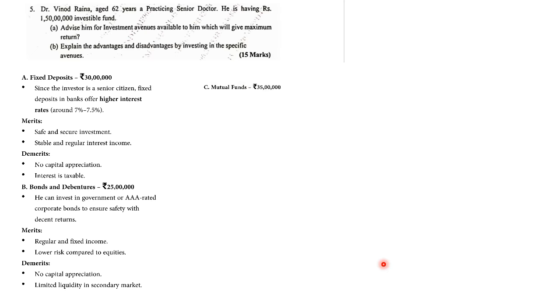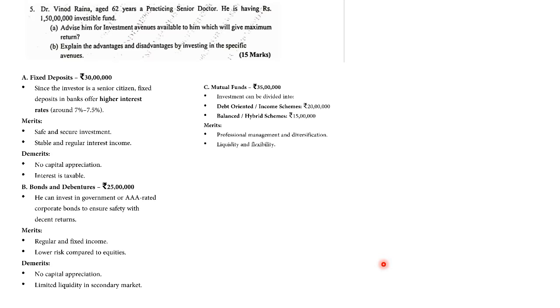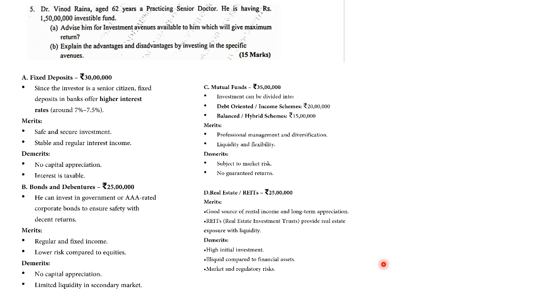Next, mutual funds, 35 lakhs, which can be divided into debt 20 lakhs and hybrid 15 lakhs. Merits will be professional management, diversification, liquidity and flexibility. Demerits are that they are subject to market risk and there is no guarantee. Fourth will be real estate, 25 lakhs, or REITs. Real estate investment trusts can also be there, a good source of rental income. Demerits: high initial investment, illiquid compared to other financial assets, and market and regulatory risks are there.